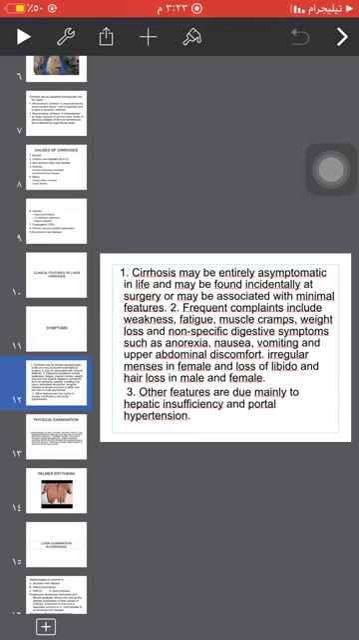هذولا من الممكن لأنه الليفر ما جاي تقوم بوظيفة صنع البروتين. والويت لوس والنون سبيسيفيك دايجستيف سيمبتوم مثل انوركسيا، نوزيا، vomiting, upper abdominal discomfort, irregular menses in female, and the loss of the libido and the hair loss in male and female. كل هذولا تقدر تتنبأ السبب ماله.